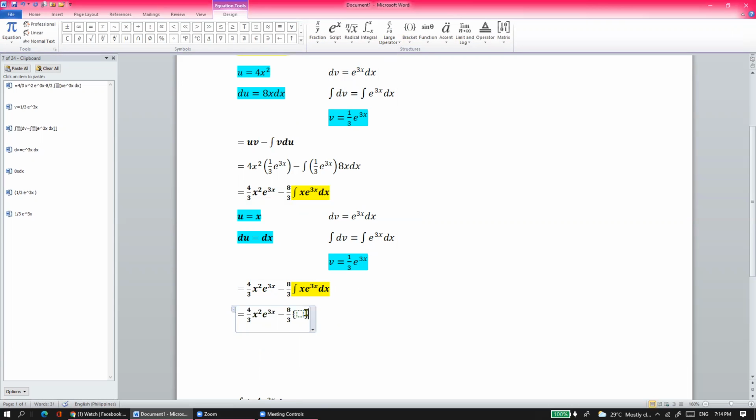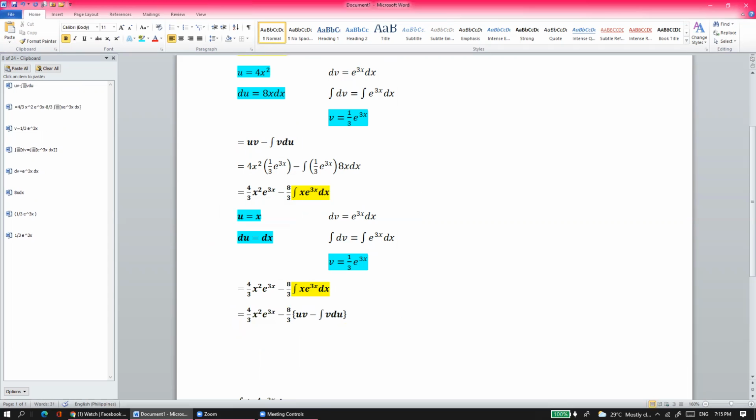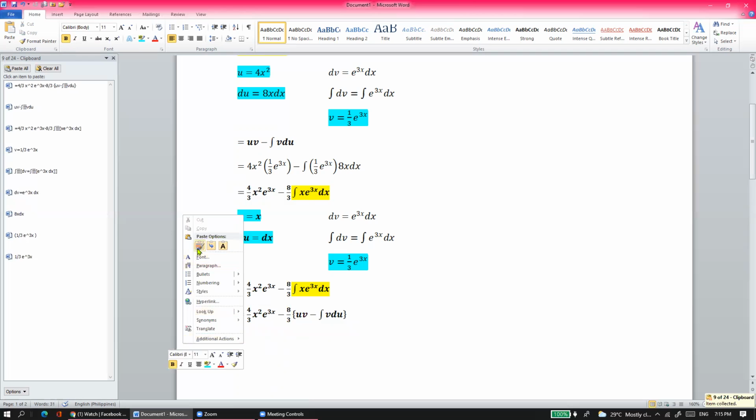Sa loob ng brace, i-adapt ko uli yung formula na ginamit natin kanina, at ito yun: UB minus integral of B du. So, ipapasok ko dito. Ayan siya. Now, for the continuation of our computation, copy-paste ko lang uli yan para kitang-kita talaga yung pagkasunod-sunod ng solusyon natin.